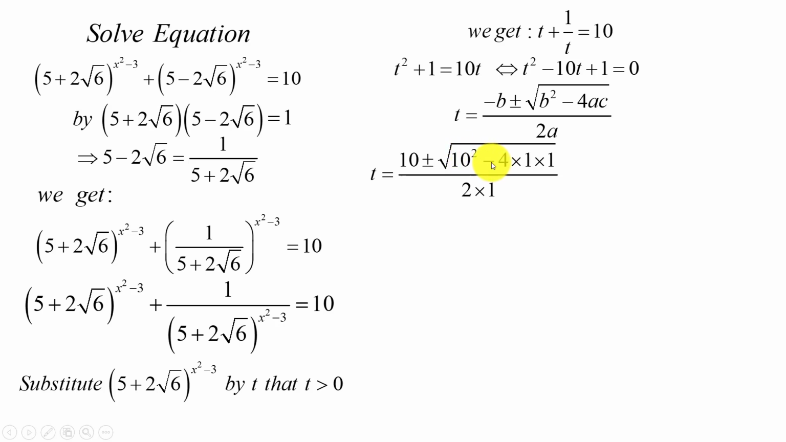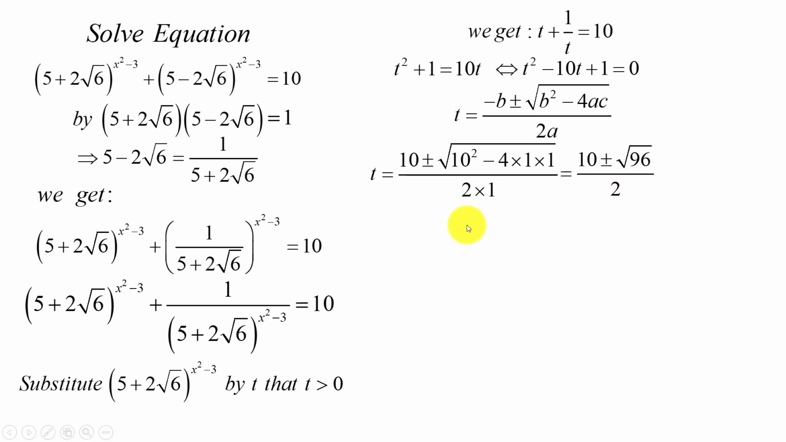Then minus 4 multiplied by a, where a is equal to 1, and c is equal to 1, so 4 multiplied by 1 multiplied by 1. And these 2 multiplied by a equals 1, so I write 1. And 10 squared is equal to 100. And 4 multiplied by 1 is equal to 4. And 100 minus 4 is equal to 96. So I get 10 plus or minus square root 96 over 2.